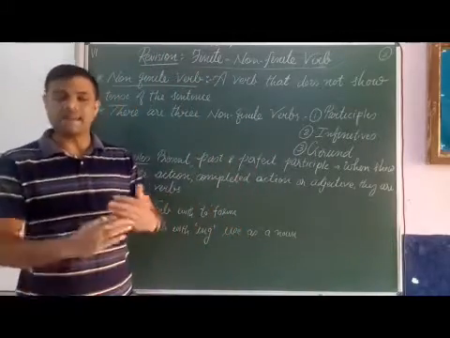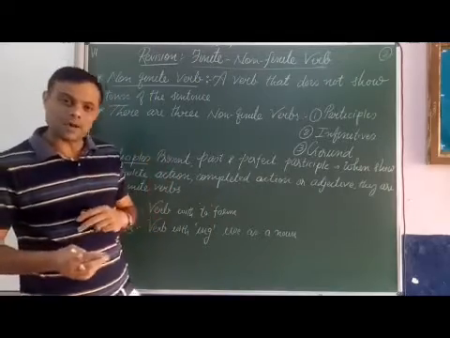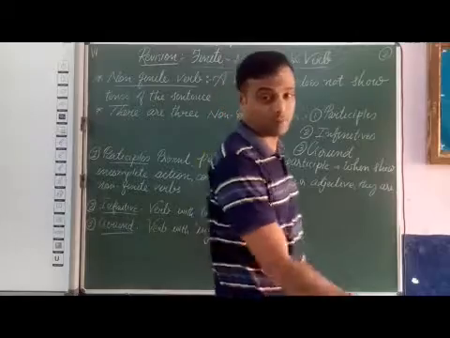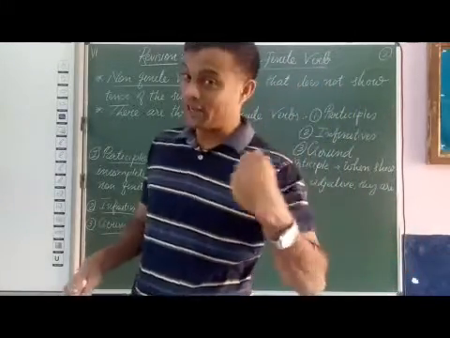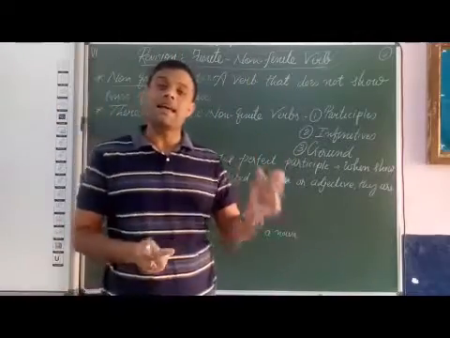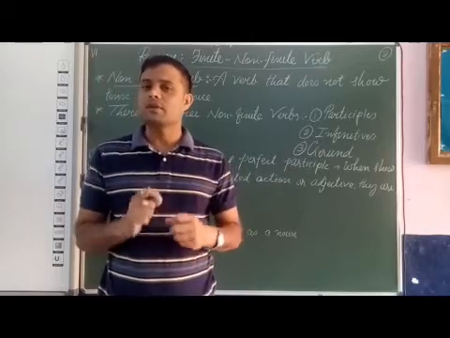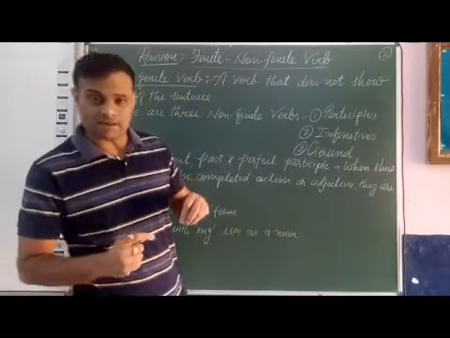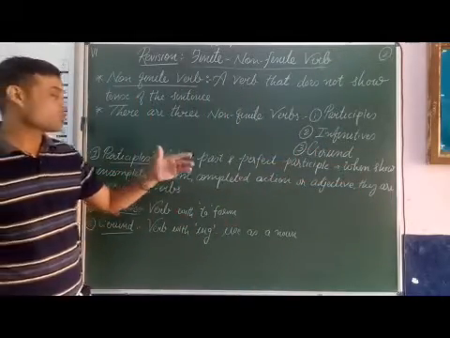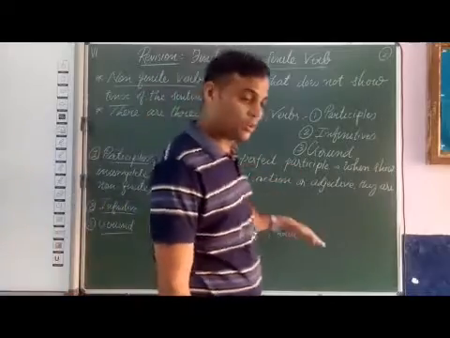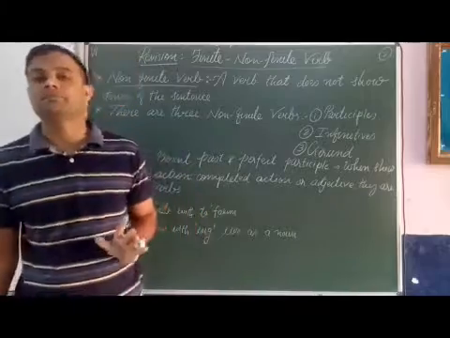Already we have studied them and we use them. Participles are present participle, past participle and perfect participle. Present participle is a verb with ing, past participle is V3, and perfect participle is having plus V3. But remember, when participles show incomplete action, completed action, or are used as an adjective, at that time they are non-finite verbs.